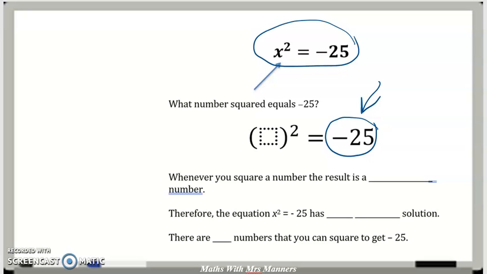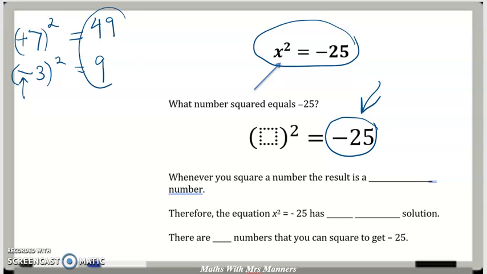So whenever we square a number, if I take the number 7 and I square it, I get 49. If I take the number minus 3 and I square it, I get positive 9. I hope you notice that it doesn't matter whether I take a positive number and square it or a negative number and square it, the result is always positive. So how can I take a number and square it and get a negative number? And that's why for this particular kind of equation, we will say that this equation has no real solution.